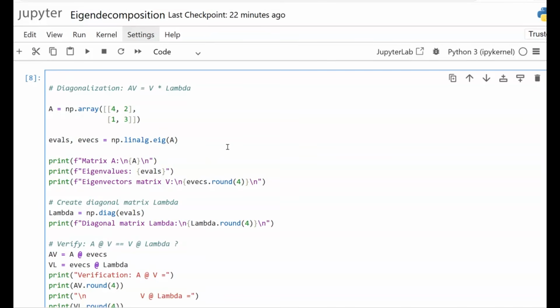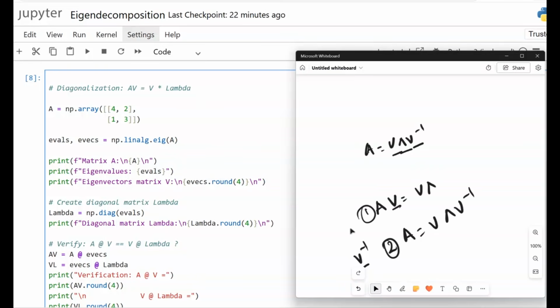So yes, dear friends, this exact code verifies two fundamental identities. The first is A multiplied by V, which is equal to V multiplied by lambda. And the decomposition, that is A which is equal to V multiplied by lambda multiplied by V inverse. So it shows that a linear transformation can be understood as a change of basis into eigenvector coordinates, independent scaling along those directions, and a transformation back to the original space. This is the core structural insight behind eigen decomposition.